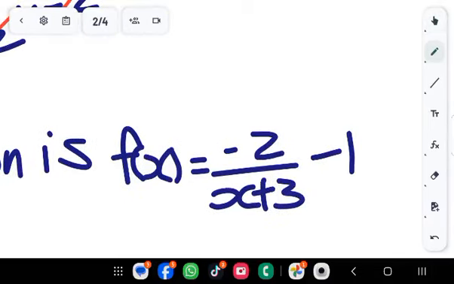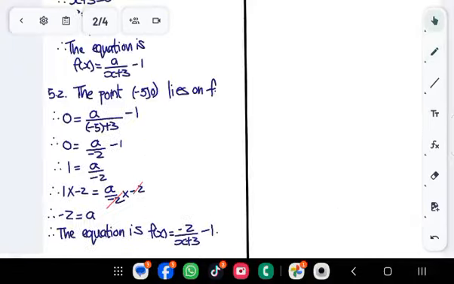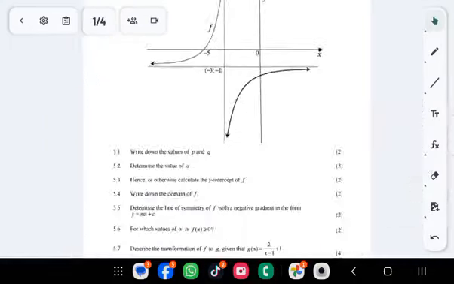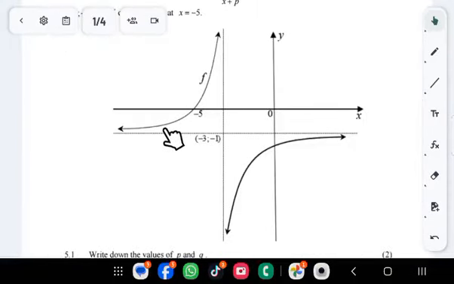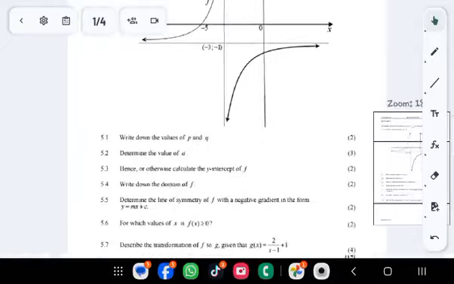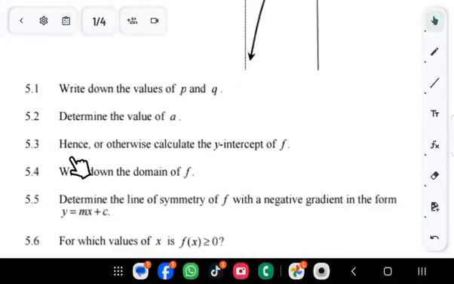Does it make sense? Definitely it makes sense, and let me show you why I say it makes sense. Notice that the graph is on the second and fourth quadrant. That indicates that your a is negative, so yes, our value is correct.